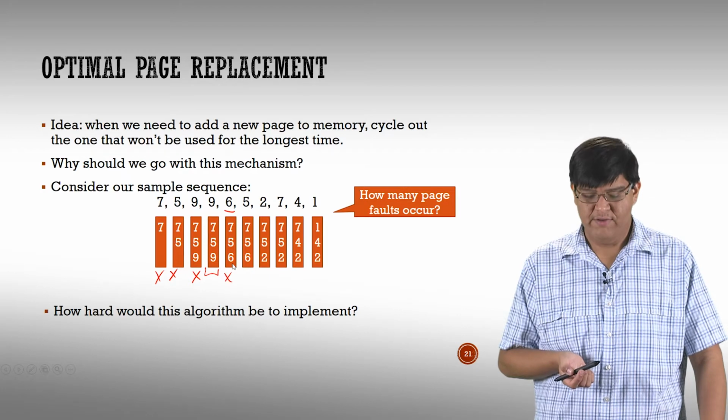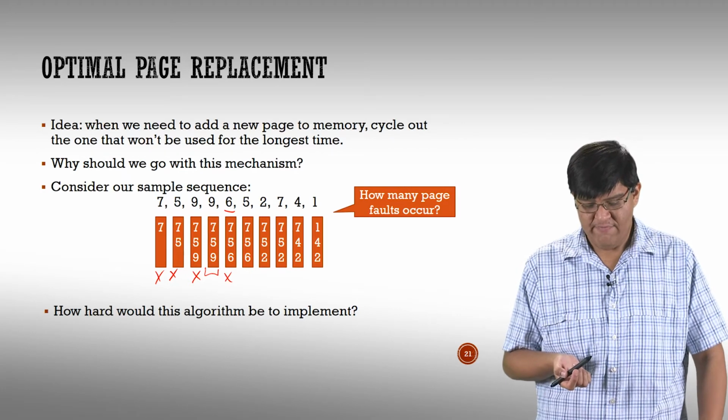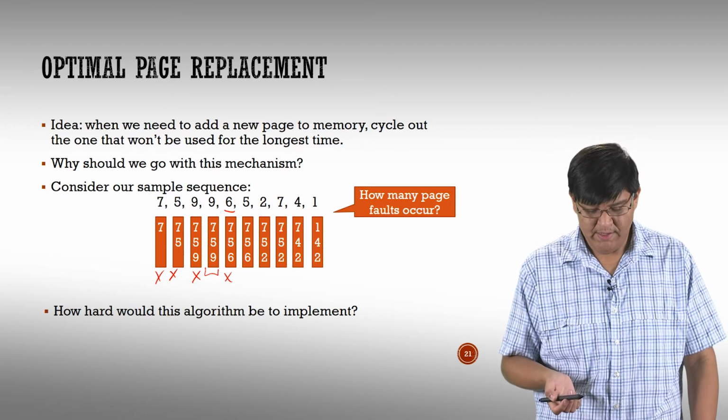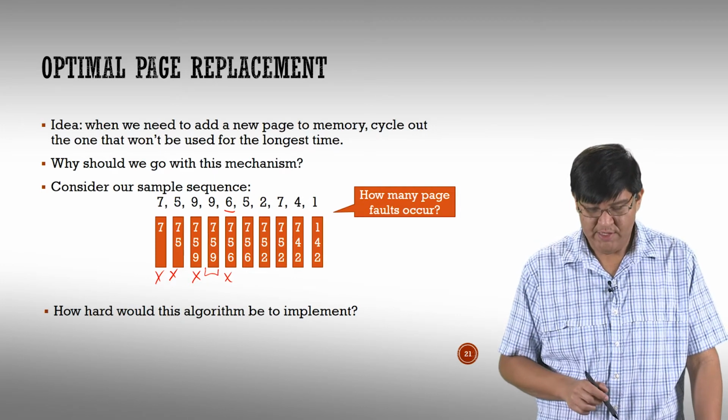So far so good. Then I have a 5. It's going to be fine because, well, hey, it's already there. That's going to be good. Then I get a 2, right? So my 2 runs.